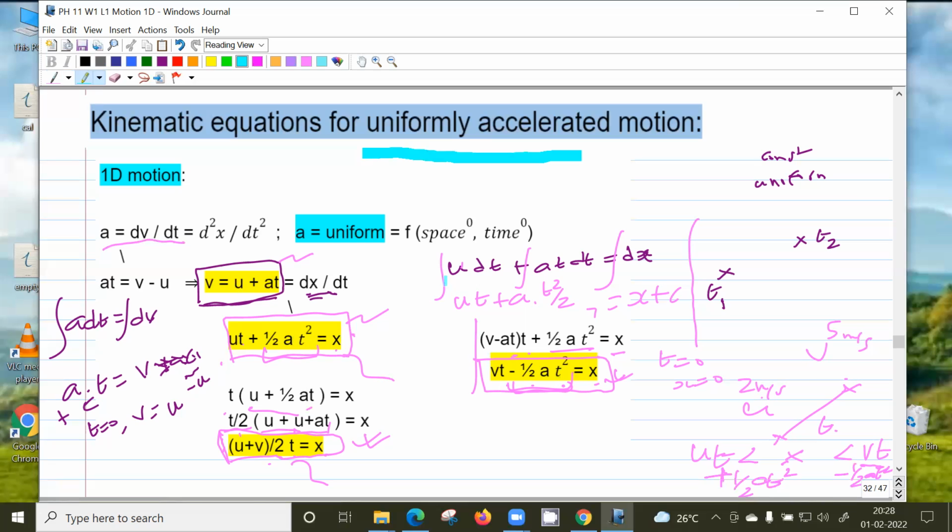See, these two equations you know, right? This one you know? The third one is the new formula. To remember this one, that's what I said, it's average speed or average velocity. That way you can remember. And to remember this one, you have to use this one. Instead of ut, I'm writing vt, but it will be less than vt by the same amount, half at square. So from this, you can remember this one.